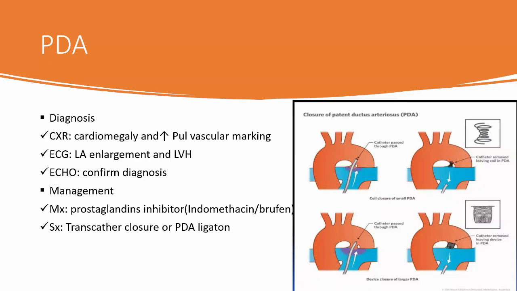As you can see in the picture that I posted there, we can use a catheter which is passed through the PDA, and then a coil can be inserted, which remains there to close the PDA itself. Other devices can also be used to close the PDA. And the other thing they can do is ligate the PDA. That's another surgical intervention usually done for these patients.